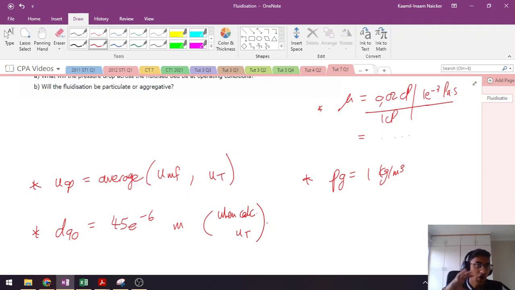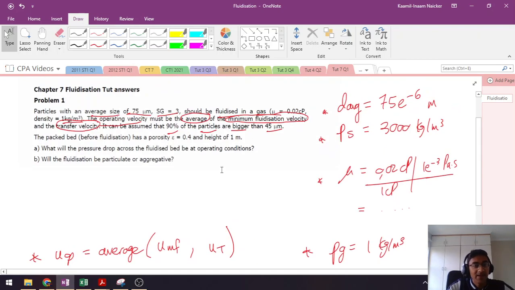And we've established that it's okay. This is just a rule of thumb, a heuristic. It's okay to lose 10% of your particles due to the transfer velocity. So you're allowed to lose 10% of the particles in your reactor when you're using it. Yeah, that's that.